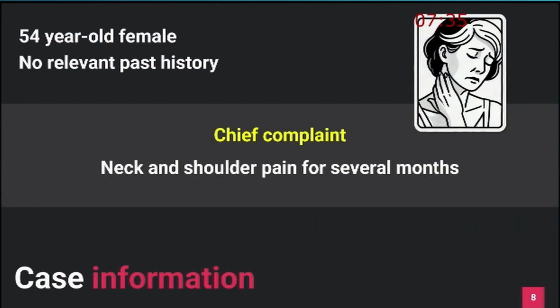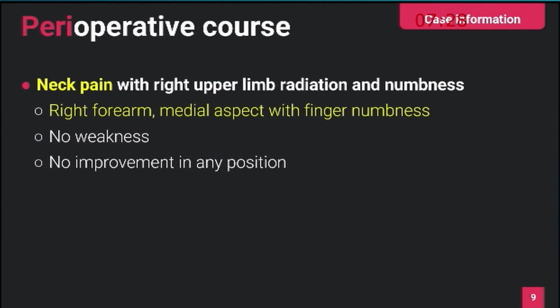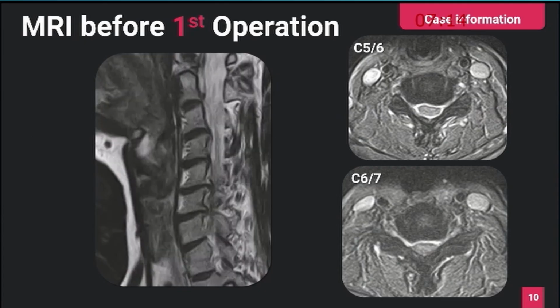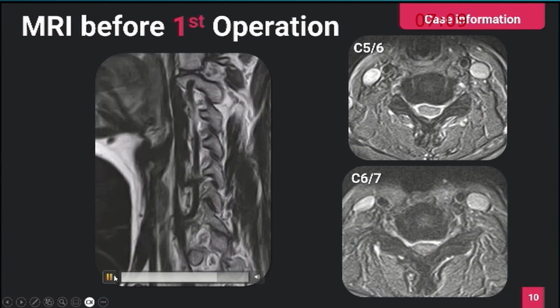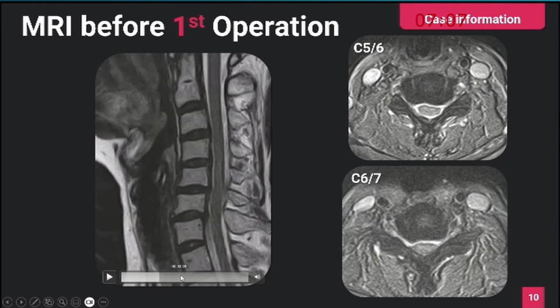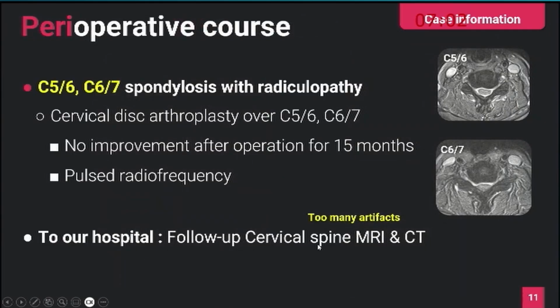A 45-year-old female suffered from neck and shoulder pain for several months, and neck pain with radiation to the right upper limb, and numbness of the right forearm, medial aspect, with finger numbness. There's no forelimb weakness, and no improvement in any position. We can see the first MRI shows C5-6 and C6-7 HIVD with foraminal stenosis, especially on the right side.